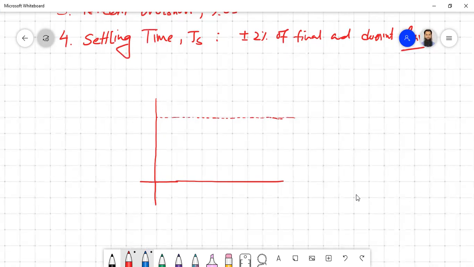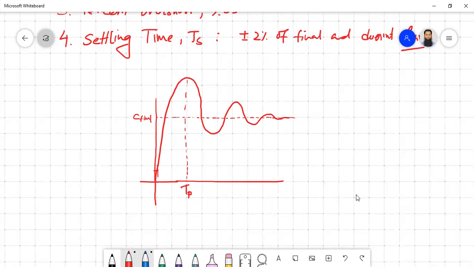Okay, so C final value or C steady state, whatever you prefer. So we have a response something like this. This is your peak value. This is your TP, the time it takes to reach the peak value. What is rise time?